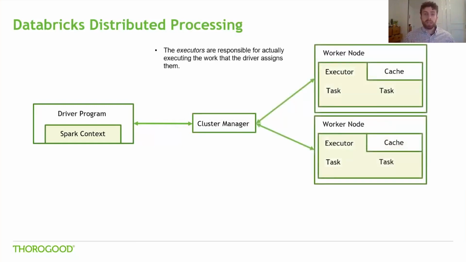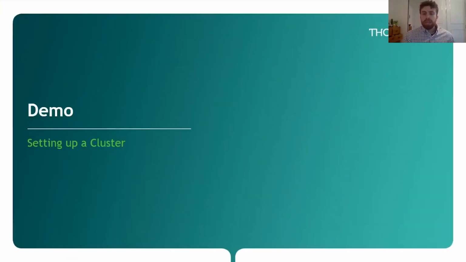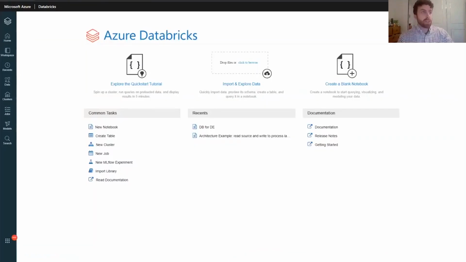Here the tasks are then divided amongst these worker nodes. So a worker node hosts an executor, and this is responsible for two things: executing the code which has been assigned to it, and then reporting the state of that computation back to the driver node. So let's take a look at a demo of how we can set up a cluster in Databricks and some of the options within it.